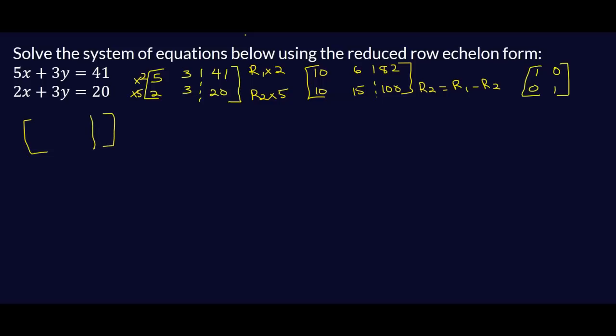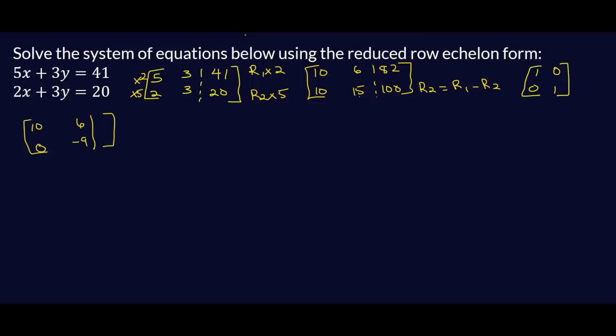So we have 10 here, we have 6, and then we're saying row 2 is now going to be row 1 minus row 2. So 10 minus 10, that is 0. 6 minus 15, we have negative 9.